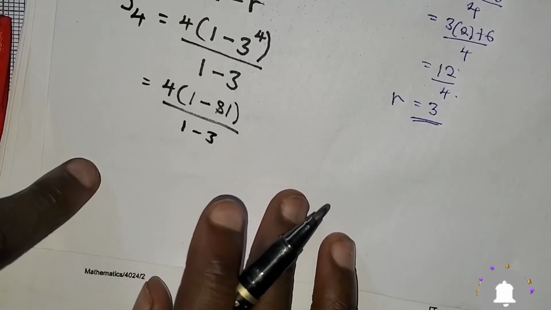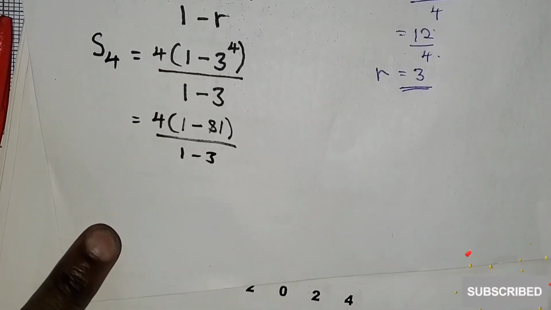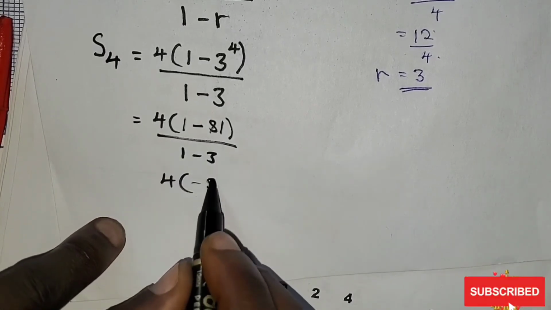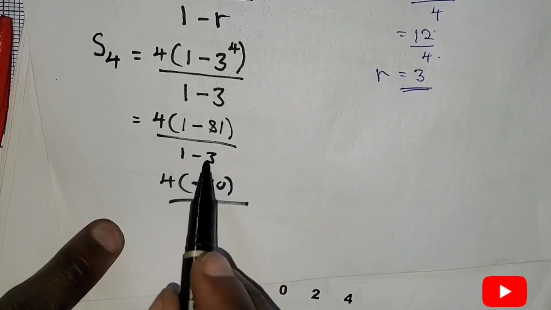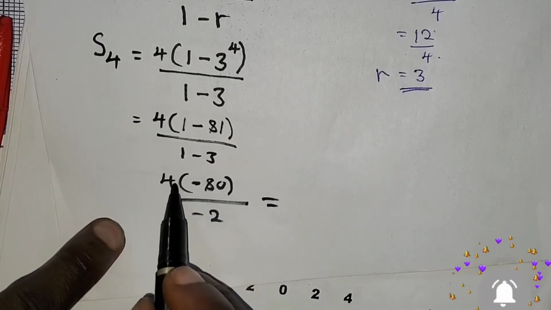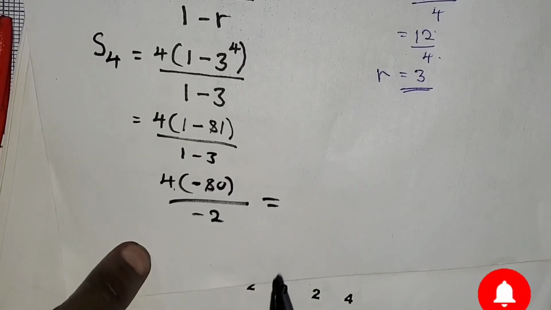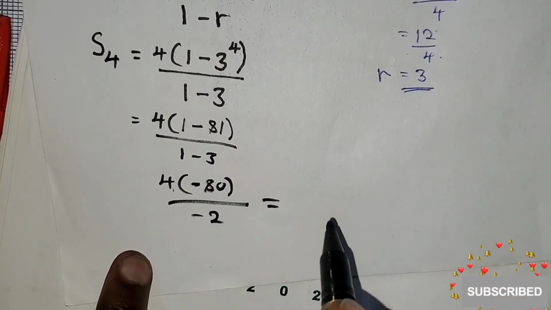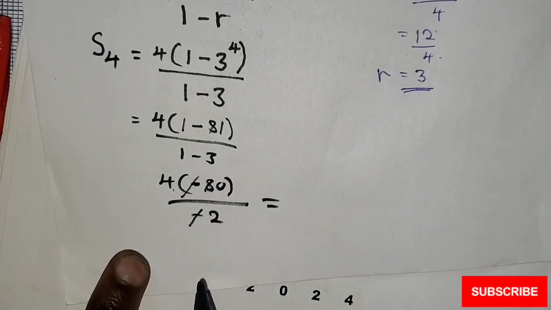Then we can reduce here. 4 multiplied by 1 minus 81 is negative 80, over 1 minus 3, which is negative 2. Then we can divide here because we are multiplying and dividing, so you can start with anything. You can use a calculator here, there's no problem because this is mathematics paper 2. But just know that this negative and this negative will cancel.